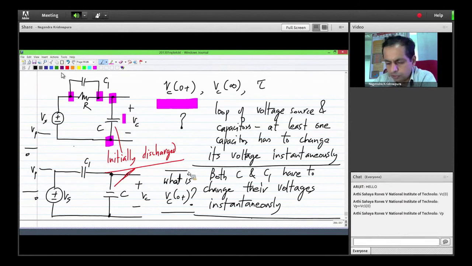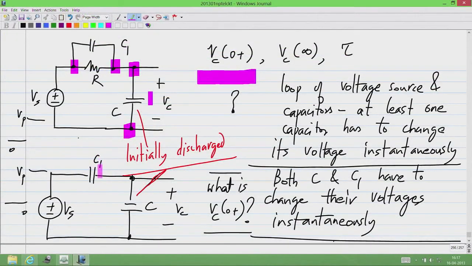There is an answer saying it is Vp, but it cannot be Vp, because if this changes by Vp, it means that the voltage across C1 does not change at all. That says that if there is no change in voltage across C1, there will be no current here, but the voltage across C has changed abruptly, so there is infinite current there. So KCL will be violated at this node. So it cannot be that only one of them changes. Both of them have to change, and they have to change by an appropriate amount, so that KCL here is also satisfied.